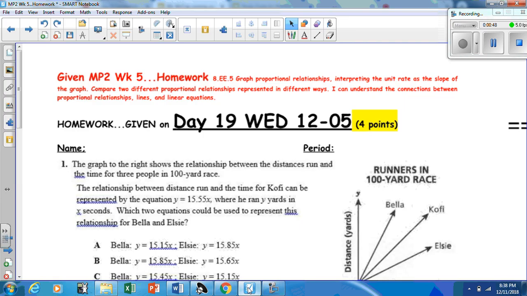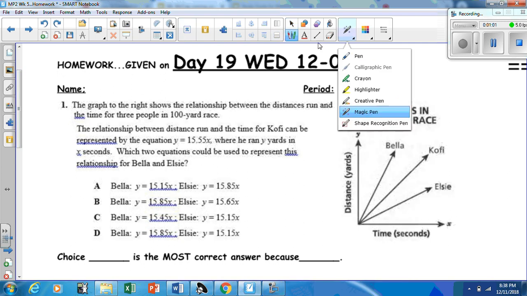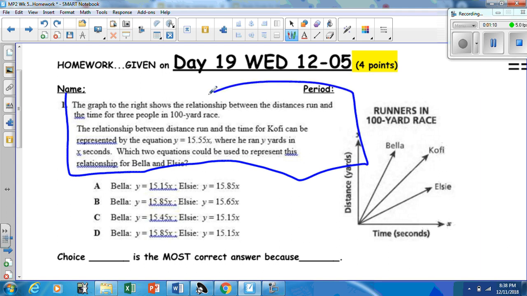Okay, so the graph to the right shows the relationship between the distance run and the time for three people in a 100-yard dash. Now we're told about Kofi. We know a little bit about Kofi.